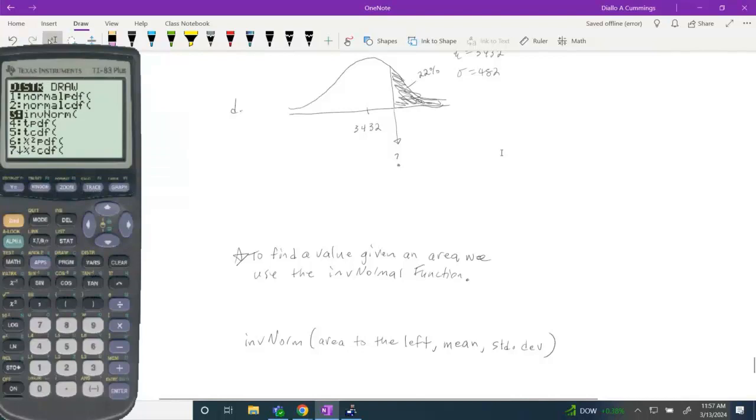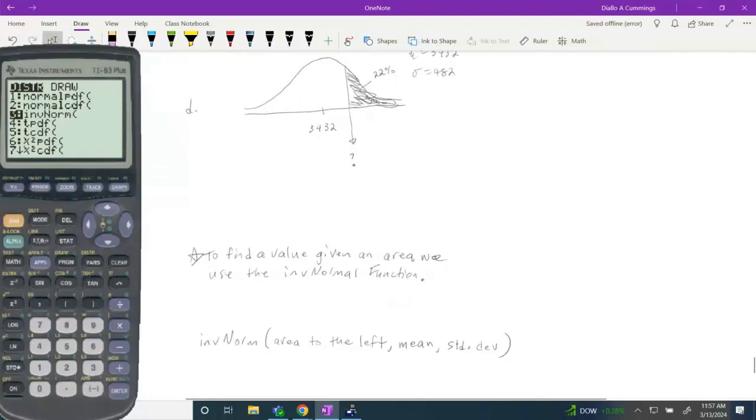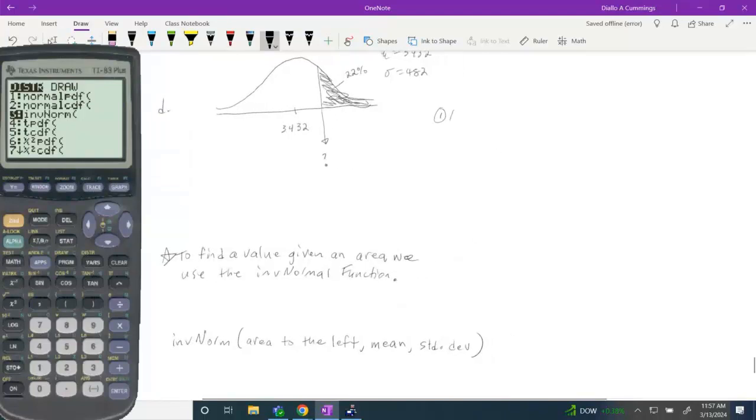So for this particular problem, I have to find the area to the left. The first thing I'm going to do is find the area to the left. If it's giving me the area to the right, and you can select whether it's left, right, or center, can you do that? Well, we can't do that with the inverse normal. We can do it with the normal CDF function, but the inverse normal works differently because we have to put in 3 parameters versus 4 parameters.